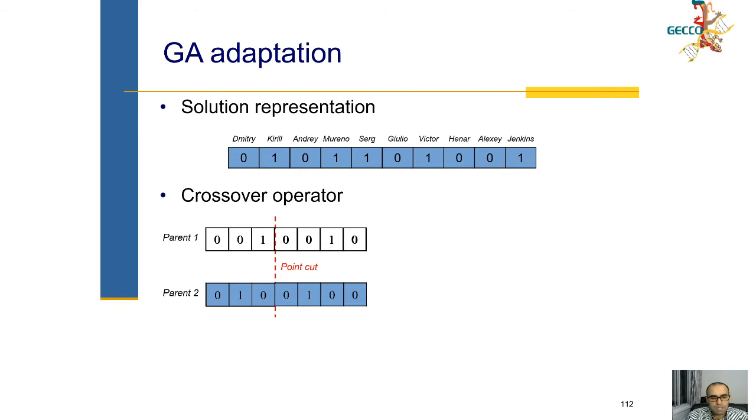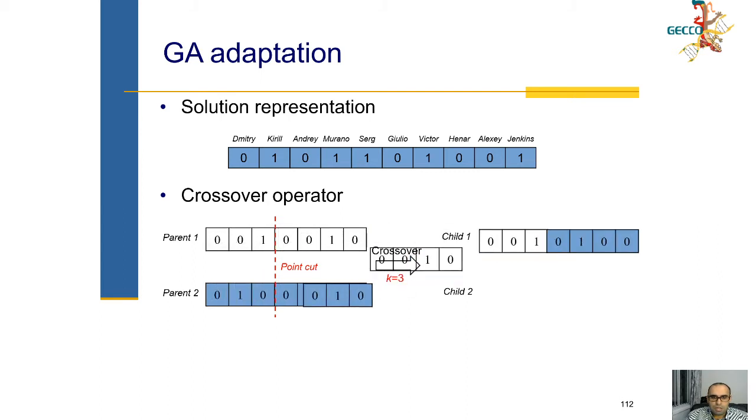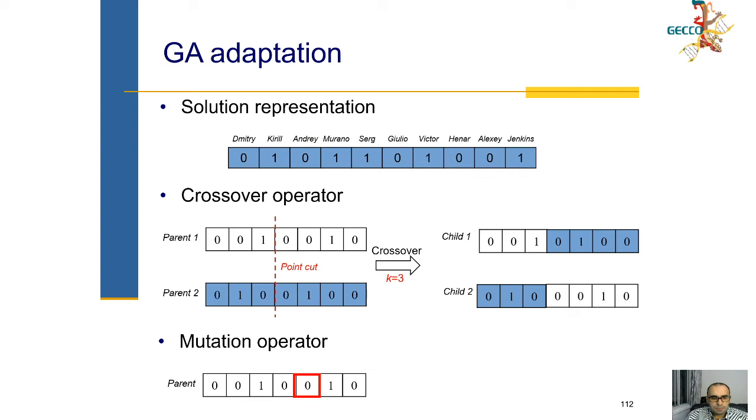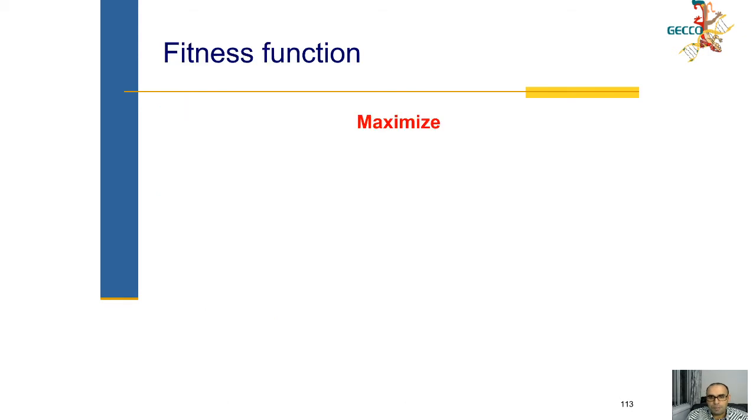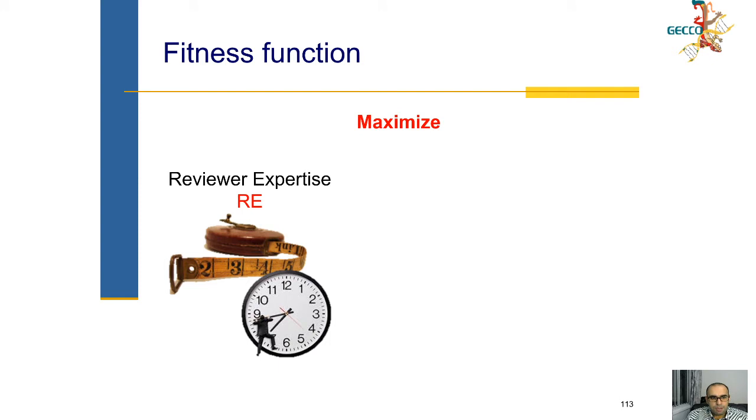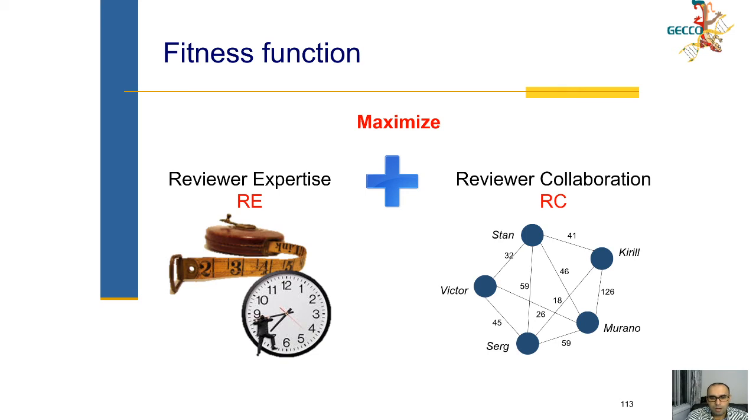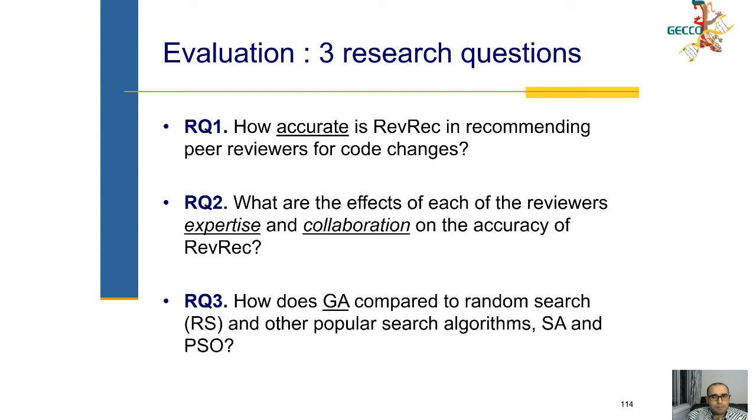As for the crossover, we are using the standard single point crossover. We are merging, splitting two parent solutions to generate two child solutions. For the mutation, we are using random points and then we exchange them with different points. For example, in this parent solution, this developer is not recommended. We can change the value to be recommended to review the code change. For the objective functions, we are combining both the reviewer expertise and the reviewer collaboration into one single objective function. They are correlated together.